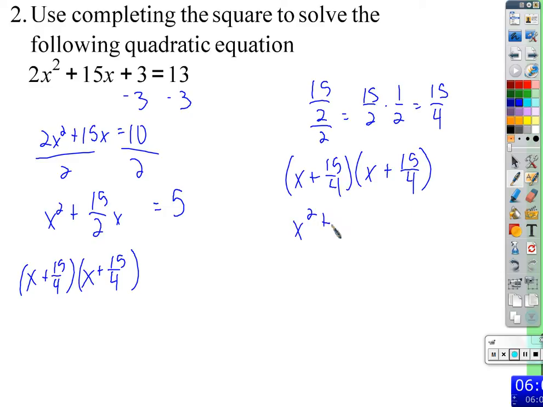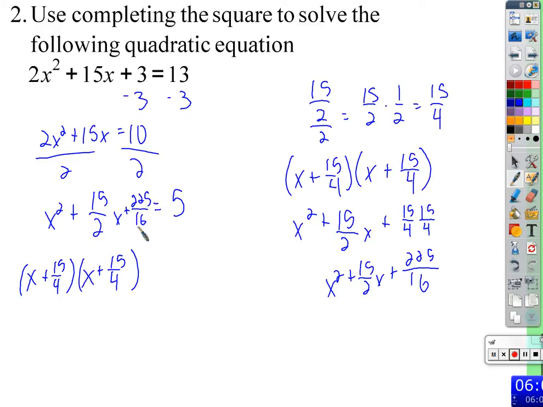So we have x squared plus 15 halves x plus 15 fourths times 15 fourths, which is x squared plus 15 halves x plus 225 over 16. Or maybe, like in your problems, you're working with decimals and writing the decimals down. That's perfectly fine. So we need to add 225 over 16 on both sides.